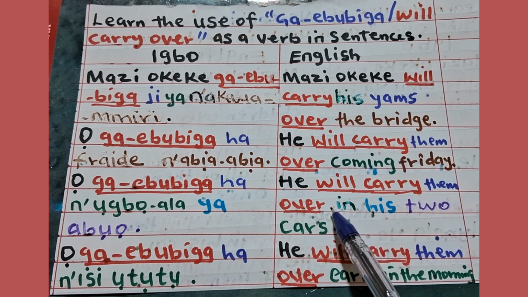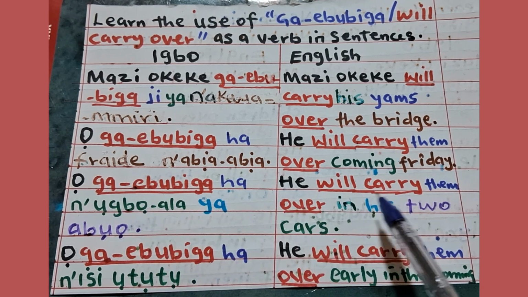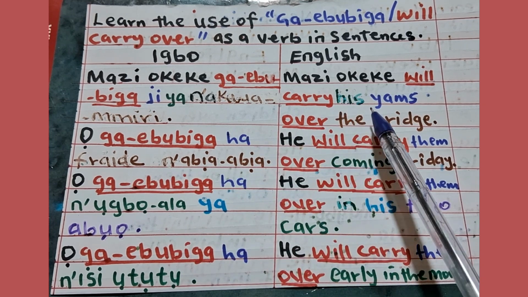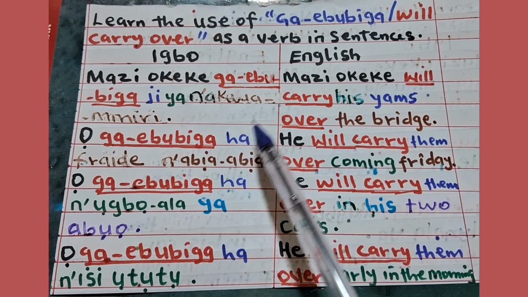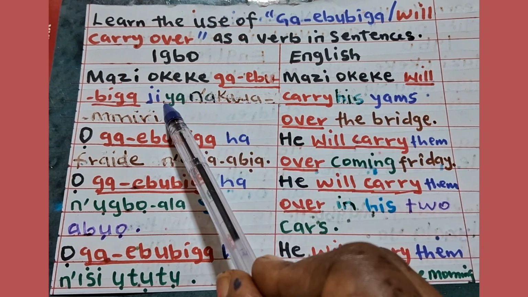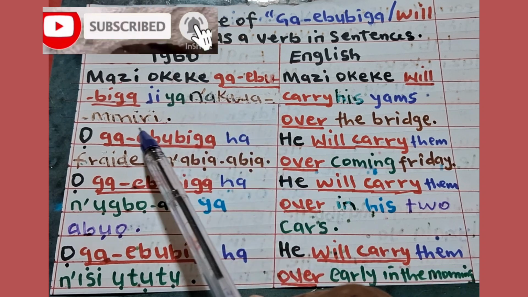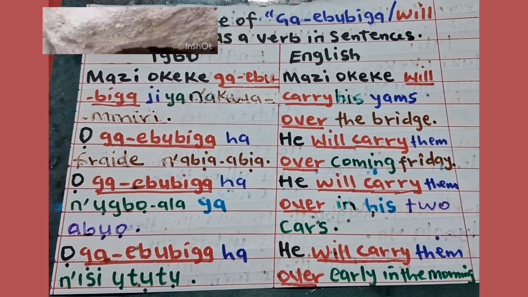Remember, we carry over is our verb. It means ga-ebubiga. We underline them for easy understanding. We also use the same color marker to identify same words, both in English and in Igbo. As you can see, yams means ji. Akwa mmiri means bridge.